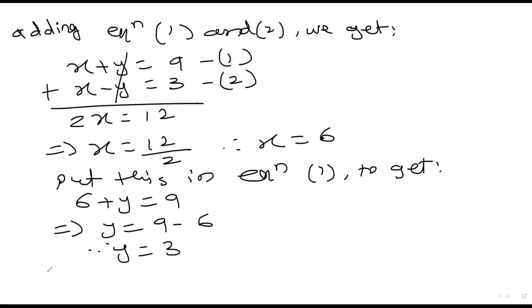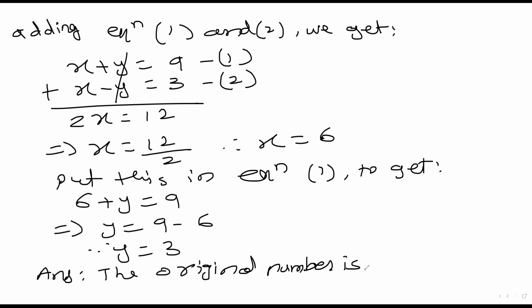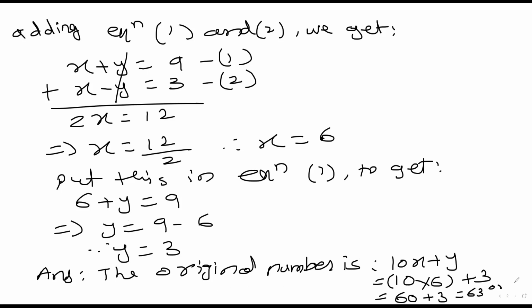Okay, so write down, the original number is 10x plus y, that is 10 into 6, 6 plus 3, that is 60 plus 3, that is 63. Or you can say 36. Both answers will be taken or considered correct.